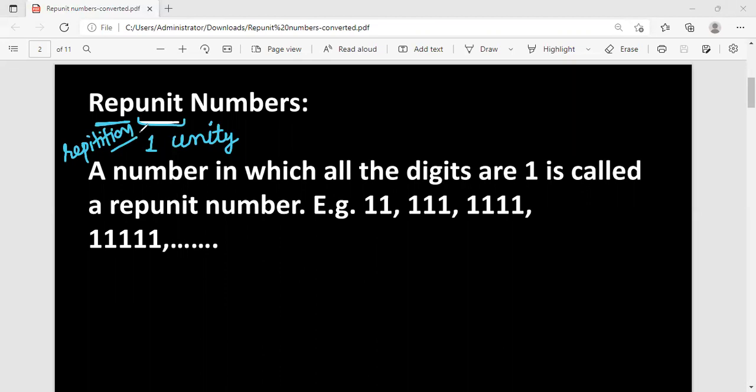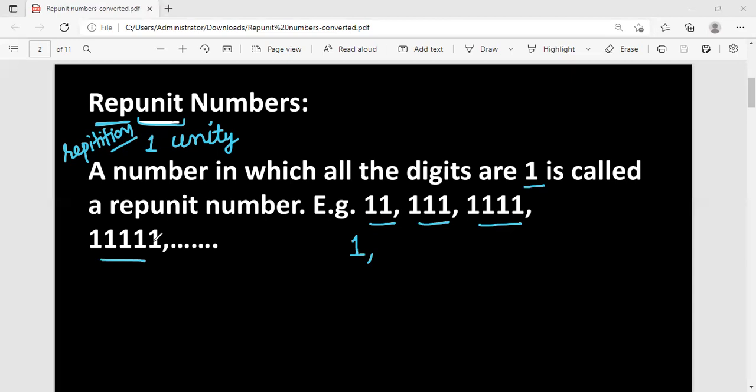So what should be the formal definition now? A number in which all the digits are 1. Any number consisting of only 1s is called a Repunit number. For example, 1 as well, 11, 111, 4 times 1, 5 times 1, 100 times 1, 1000 times 1, all of them are repetition of unity. I mean Repunit number, short form for repetition of unity.